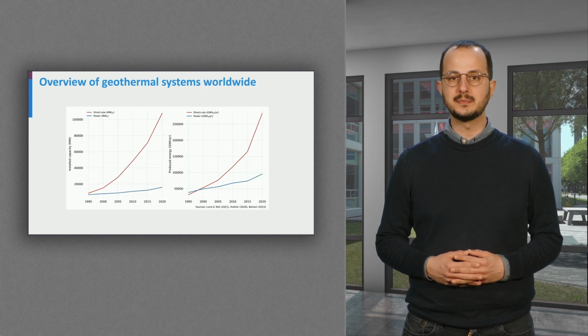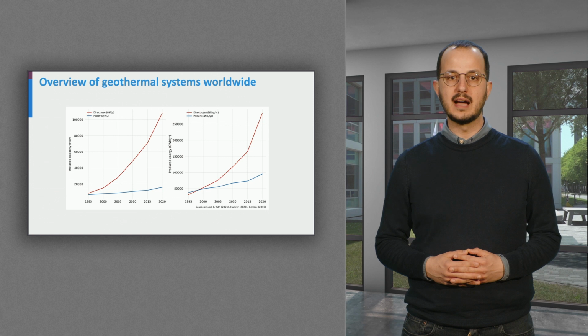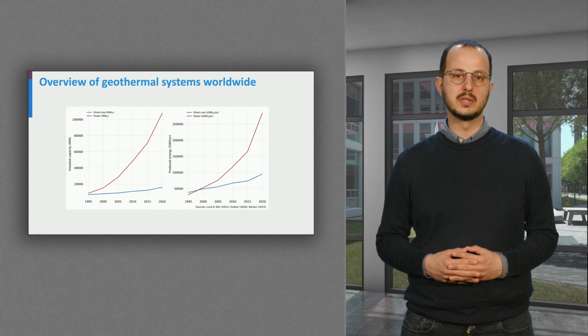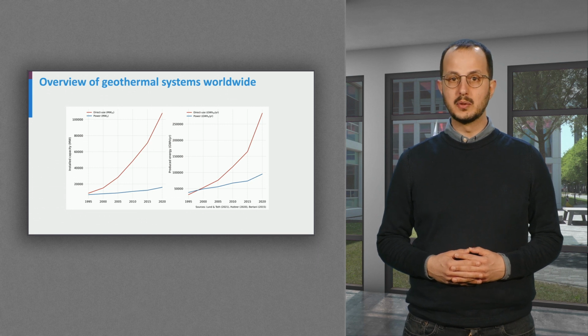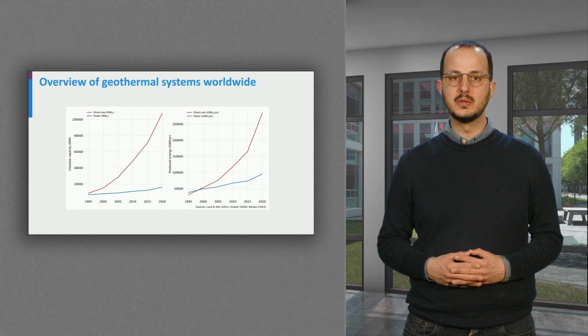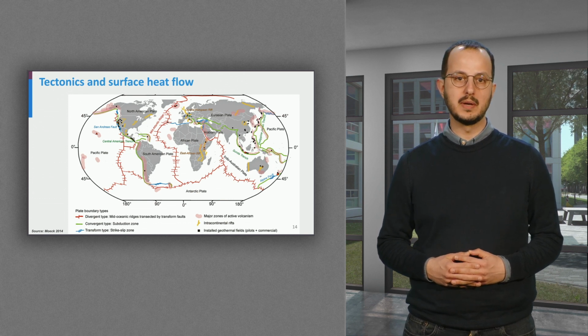In recent years, the installed capacity of geothermal systems has been increasing rapidly. Direct use geothermal systems have almost 7 times the installed capacity of electricity producing ones. However, the produced energy difference between the two is only around 3 times. This is because we only need heat during the cold periods of the year, while electricity is used throughout the year.